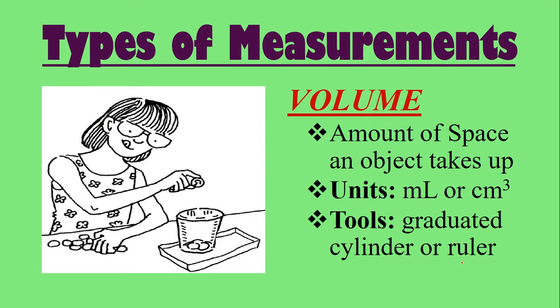The next one is called volume. This is the amount of space an object takes up. Its unit is milliliters or centimeters cubed. The tools would be like a graduated cylinder or ruler. We have 2 different units and 2 different tools because it really depends on if you're taking the volume of a rock, which is an irregular object, versus the volume of, say, a shoebox, which is known as a regular object because it has defined length, width, and height, or if you're taking the volume of a liquid, because you're going to have to use the graduated cylinders.